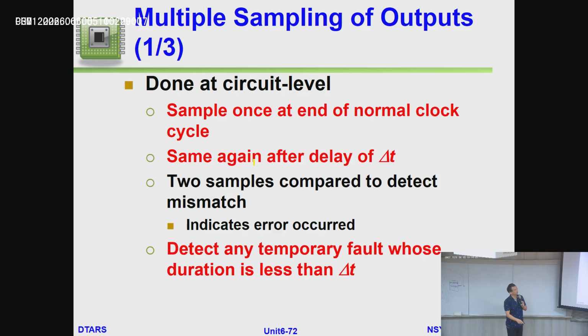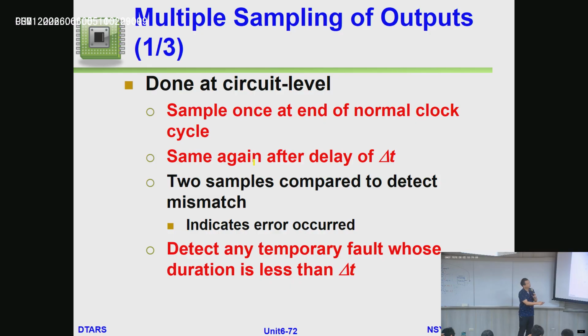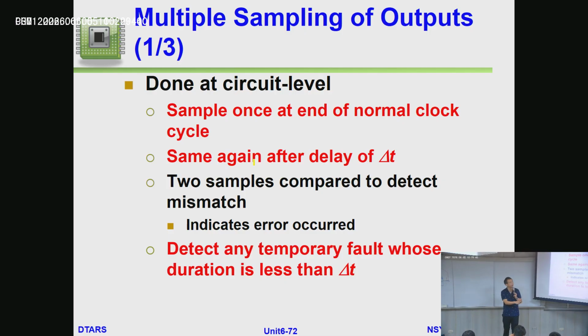You will find that it is an interesting trade-off. If you have a larger delta t, then you can claim that you can detect more temporary faults because the duration can be larger. However, if you increase this delay of delta t, it will also slow down the performance of the system because you need to output the results after this delay. So it means that you cannot output this result to the other module just after the clock cycle. You need to wait for an additional delta t time.